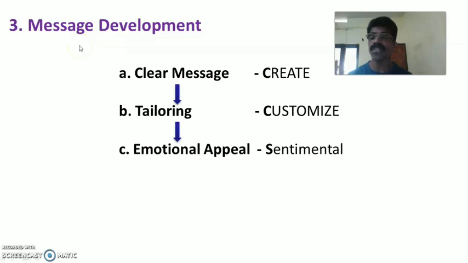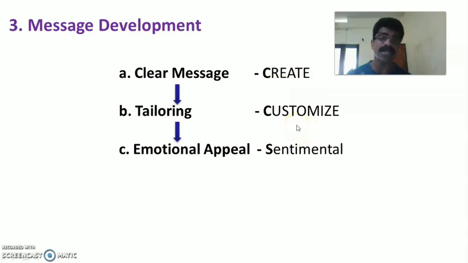The third strategy of SBCC is message development. It includes three steps. One is a clear message, so make the clear message. Then tailoring the message. And the last one is emotional appeal. Give the emotional appeal to the message. That means it includes creation of the messages for the communications.